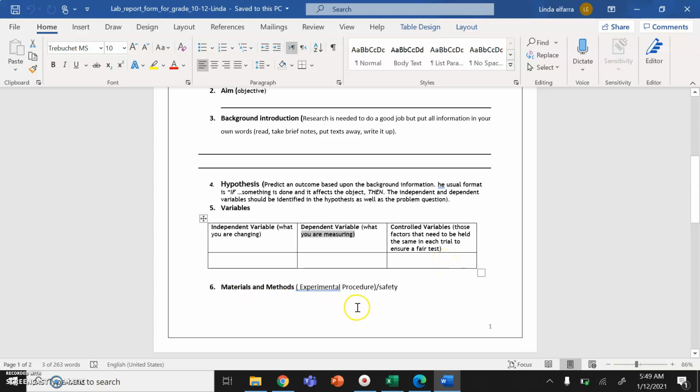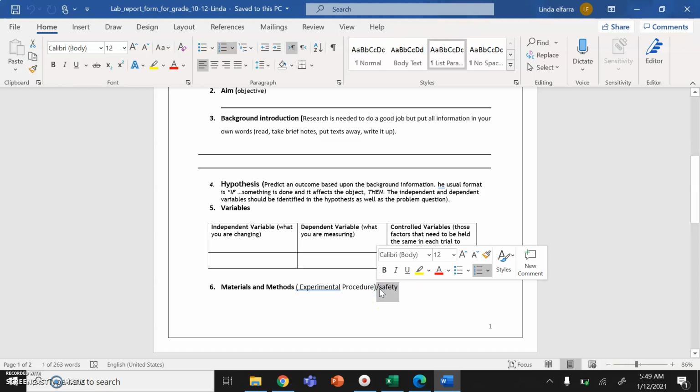What are the materials used? The safety, it's really important. The safety, even if it's a virtual lab, you have to write about the safety. If we're doing this experiment in the lab, we have to make sure we're wearing our lab coat, we're wearing safety glasses, etc.